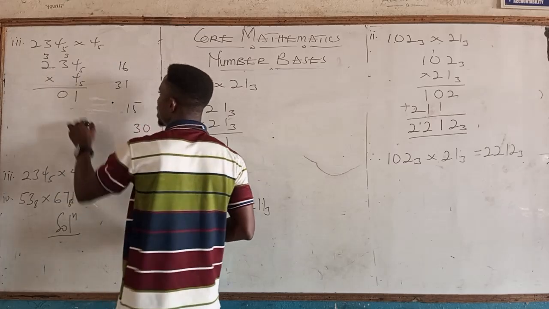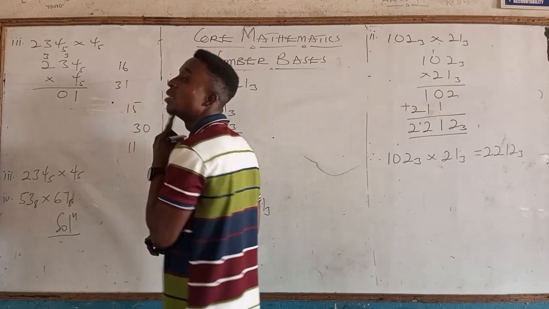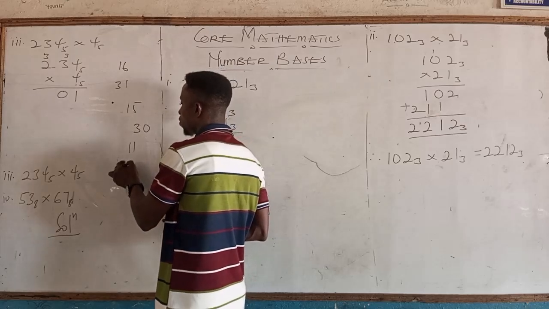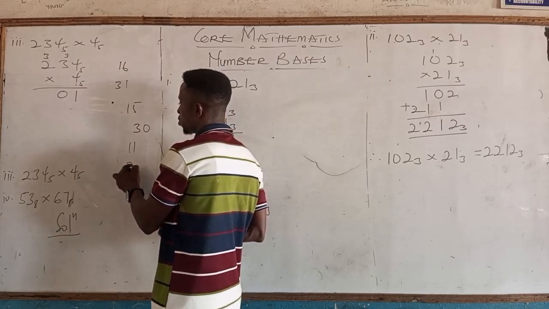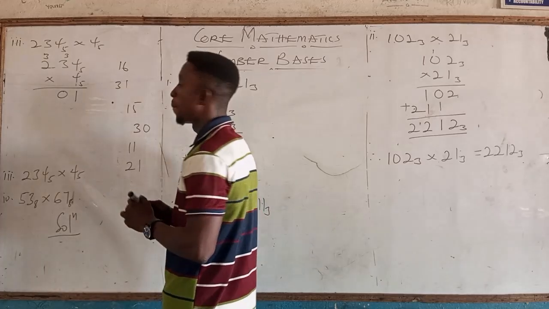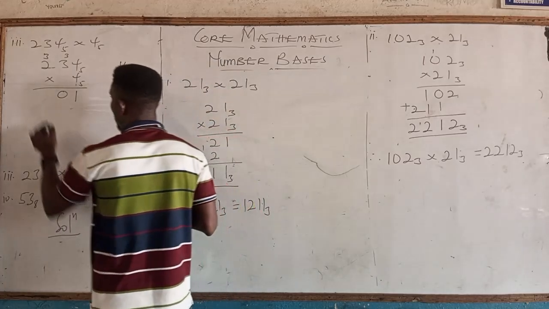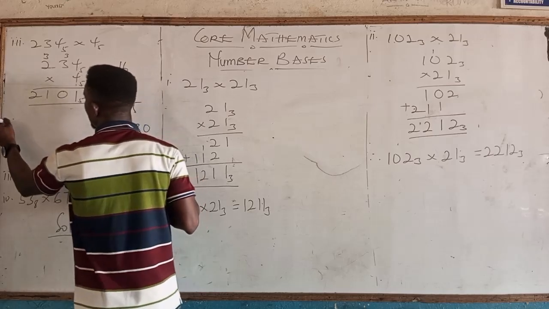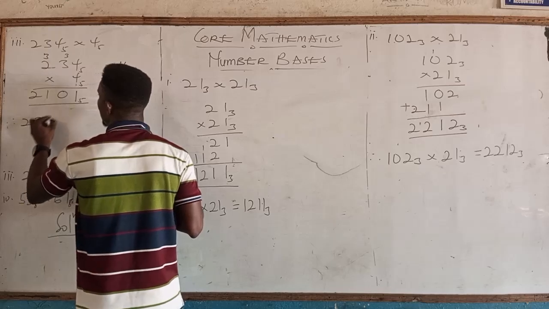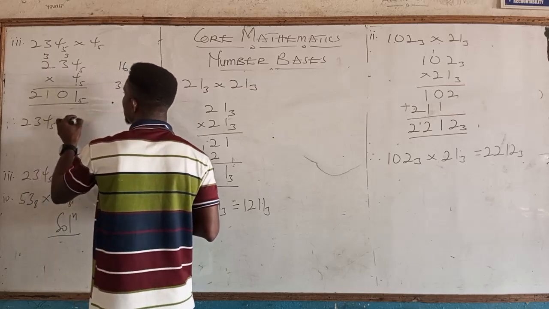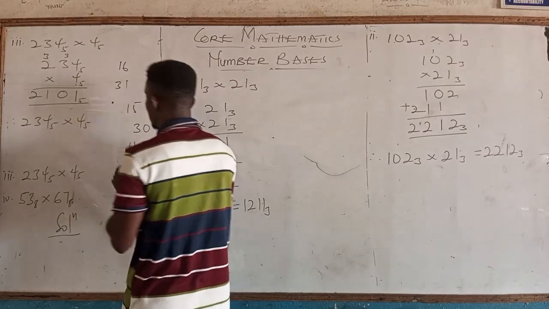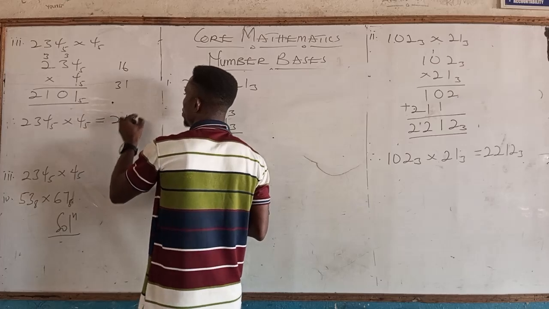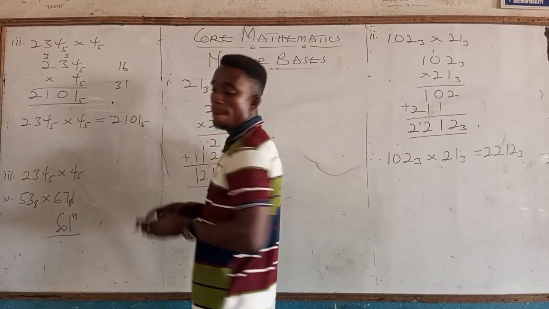Then 4 times 2 is 8, plus the 3 will be what? 8 plus the 3 is 11. And I'm going to have what? 2 groups of what? 5. So I'll have the 2 groups of 5 then remainder 1, or 1 unit left. So I'll have 21 base 5. So therefore I can say 234 base 5 times 4 base 5 is equal to 2101 base 5. That is that.